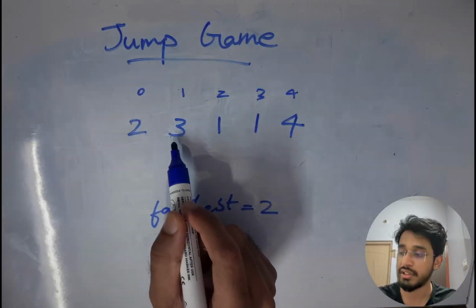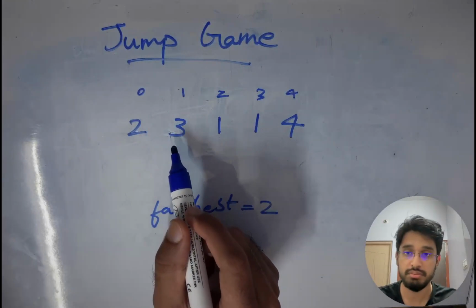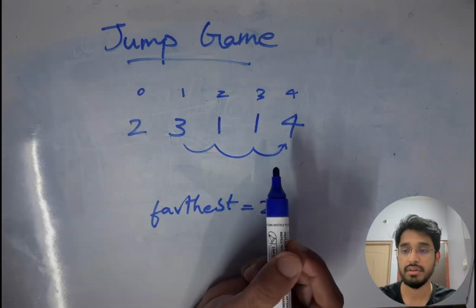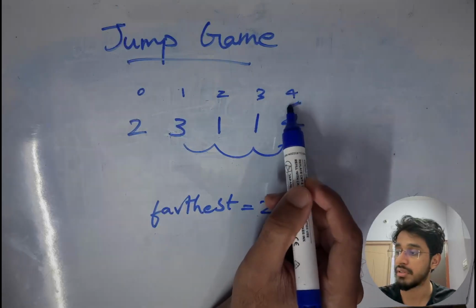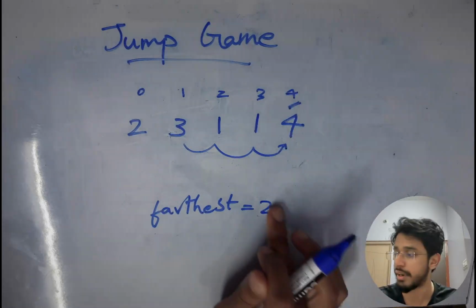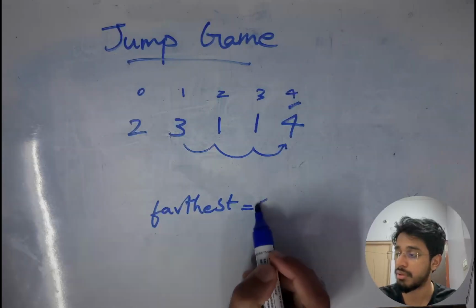For the second iteration the value is 3, so we just need to go 3 steps ahead. So we go from 1, 2, 3 over here. What is the value over here? That is 4, right? So we need to compare 2 and 4, which one is greater. So 4 is greater, right? So we update the variable to be 4.